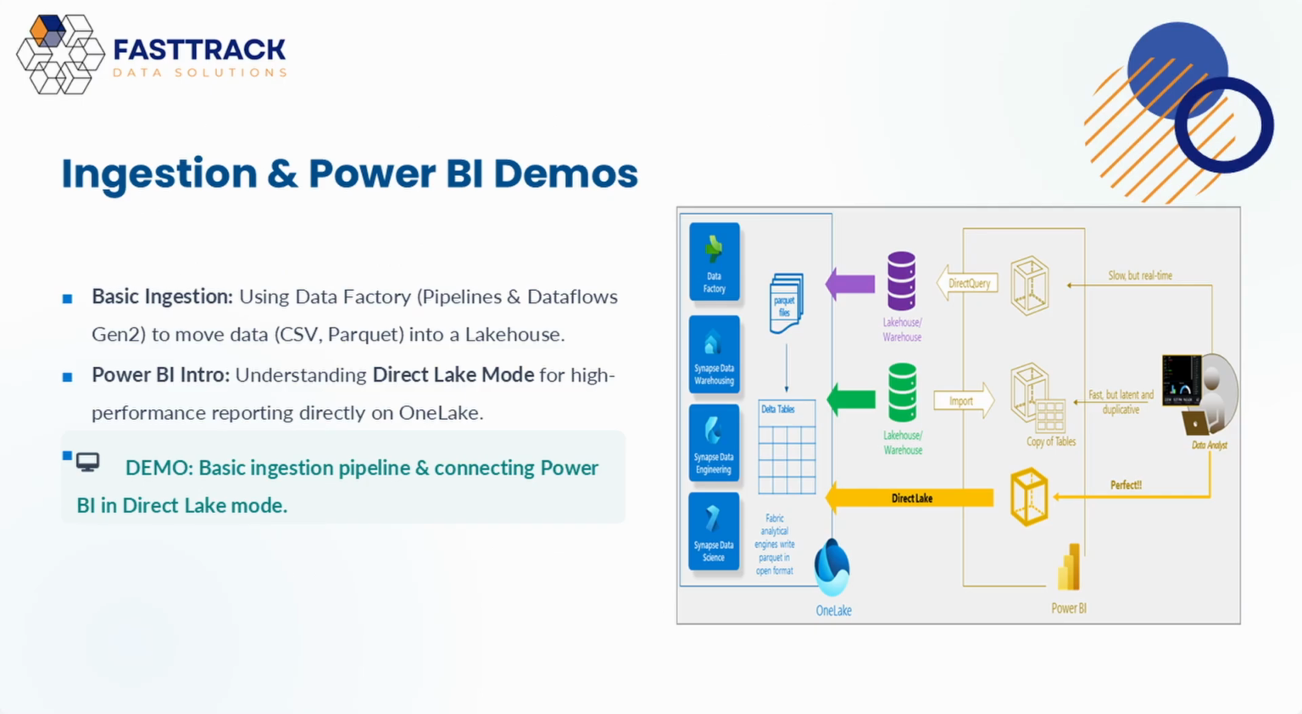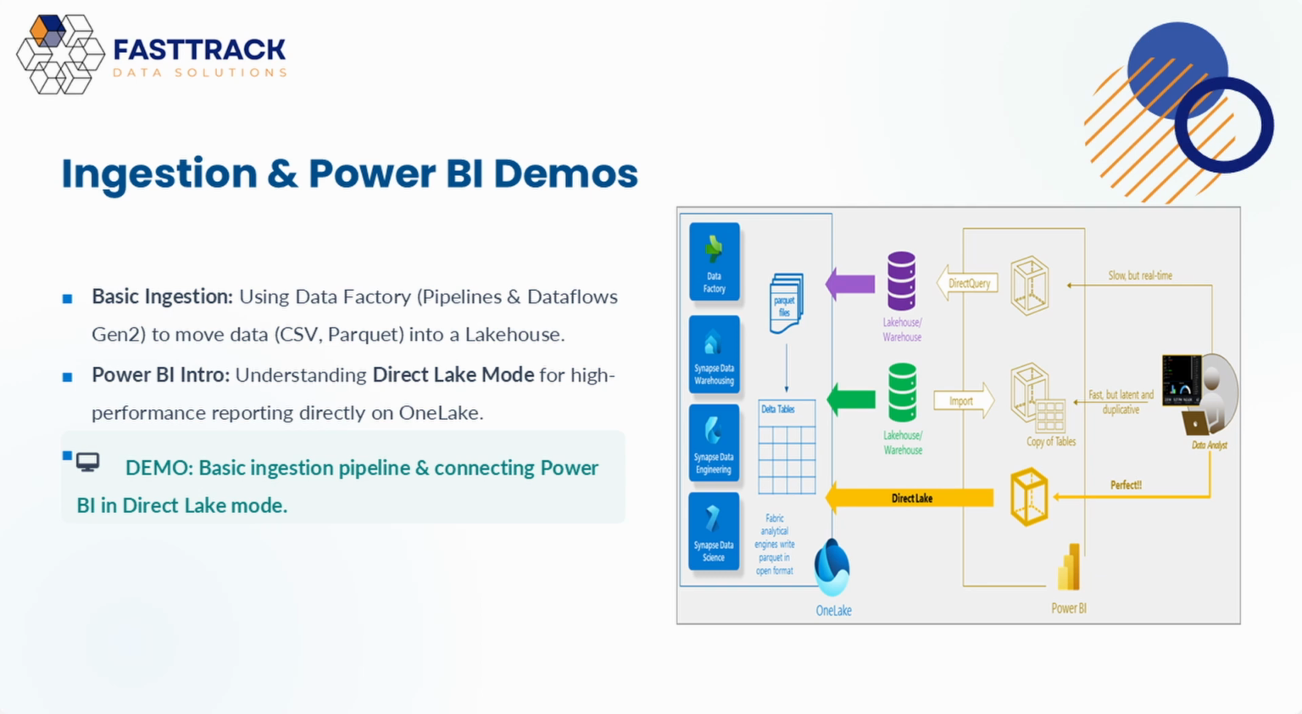Now that we have a lakehouse, let's talk about getting data in. Basic ingestion is typically done using Data Factory with either Pipelines or Dataflow Gen 2, moving data like CSV or Parquet into the lakehouse. For reporting, Fabric introduces a groundbreaking feature, Direct Lake Mode in Power BI. This mode enables high-performance reporting directly on the Delta tables in OneLake, eliminating the need to import or maintain data copies.